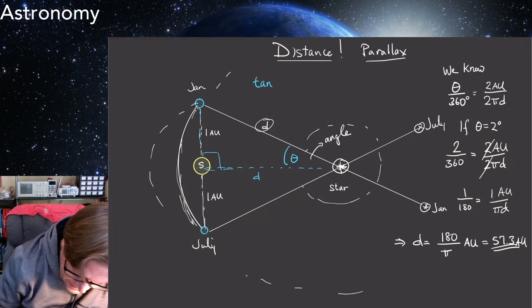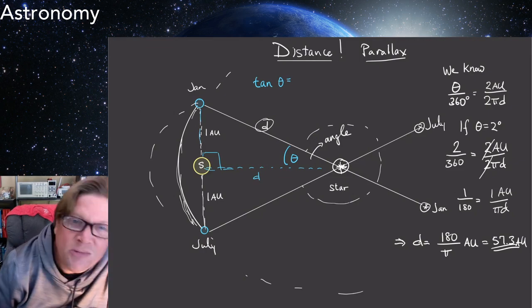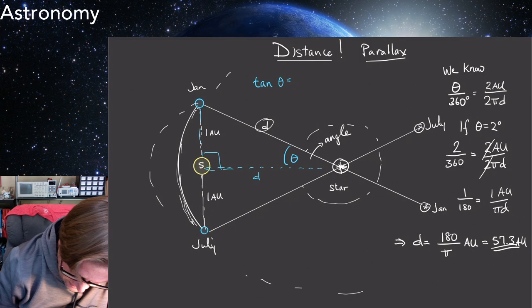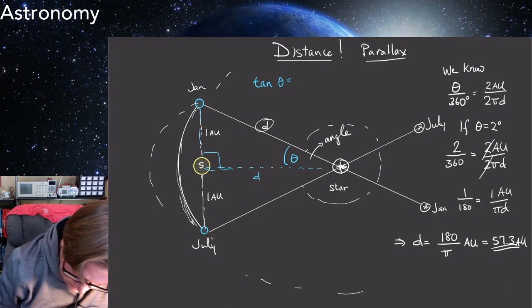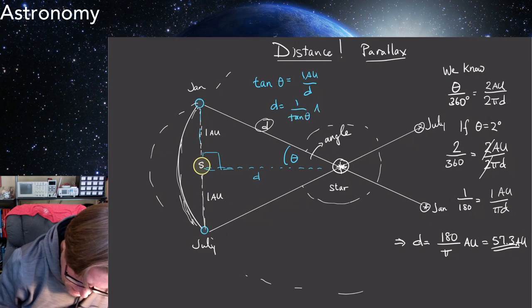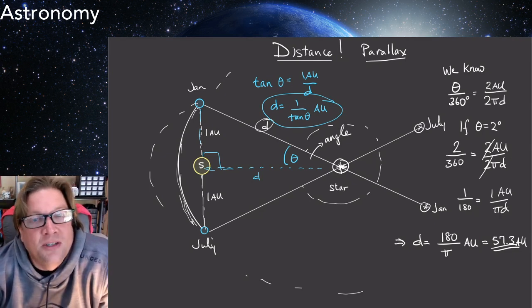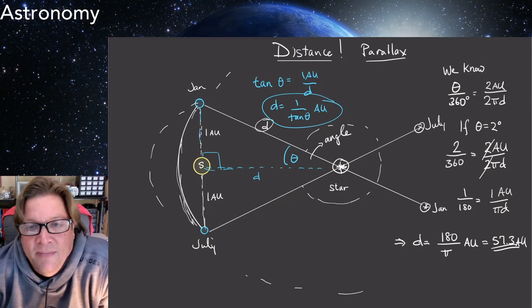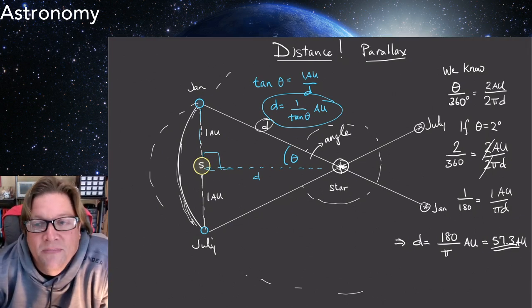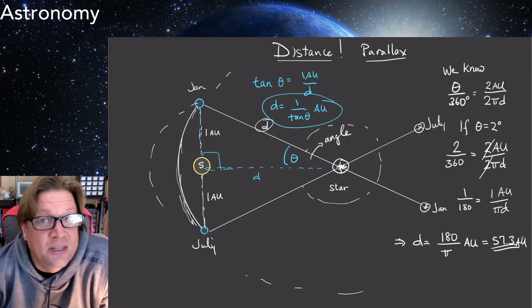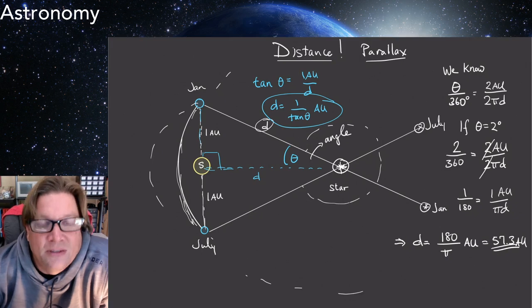And so the tangent of this angle, if you've never seen this before, it's not a big deal, is 1 AU over D. So D is 1 divided by the tangent of the angle, in AU. That's what we really do. We use trig functions to calculate this, but it doesn't matter. We get about the same answer either way. I just include this. If you've had trig before, there you go. This is how we actually do it.